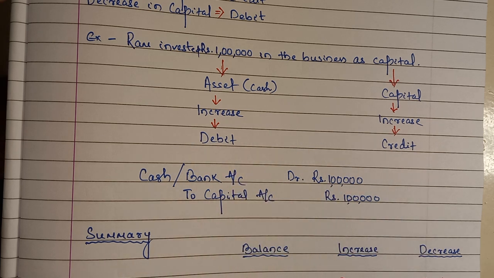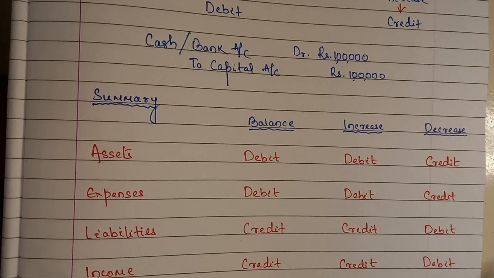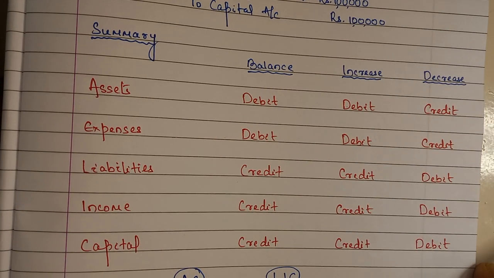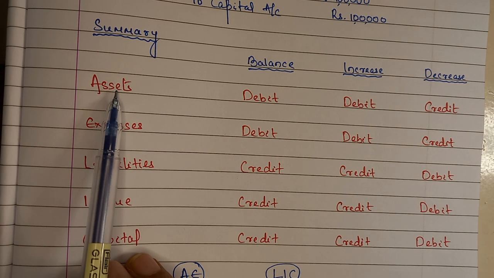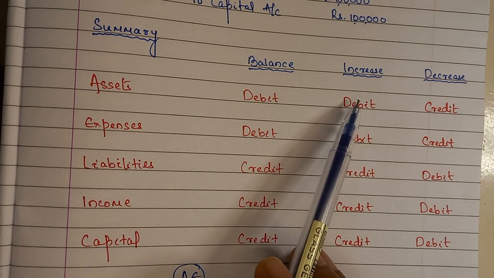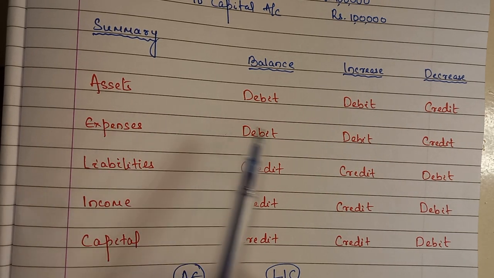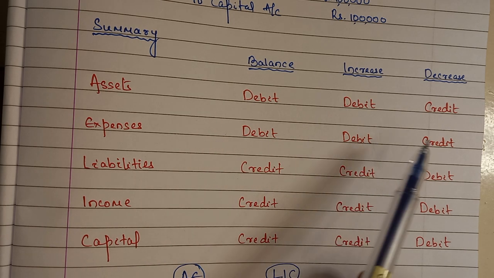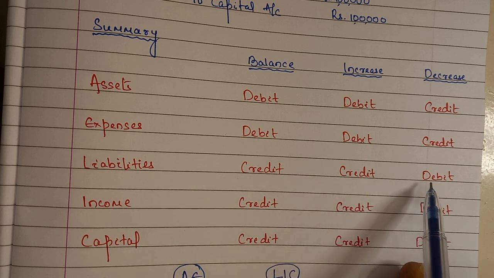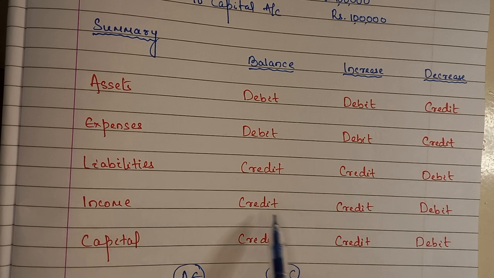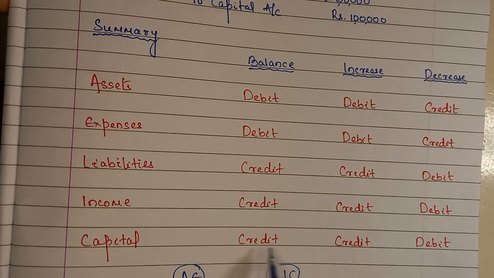So now what we understood is that instead of following the golden rules, we can follow the method of balance sheet and P&L items and prepare the journal entry. So let's revise again. Asset is always a debit balance. Any increase is debit, any decrease is credit. Expense is always a debit balance. Any increase is debit, any decrease is credit. Liabilities is a credit balance. Any increase is credit, any decrease is debit. Income is a credit balance. Any increase is credit, any decrease is debit. Capital is a credit balance, so any increase is credit and any decrease is debit.